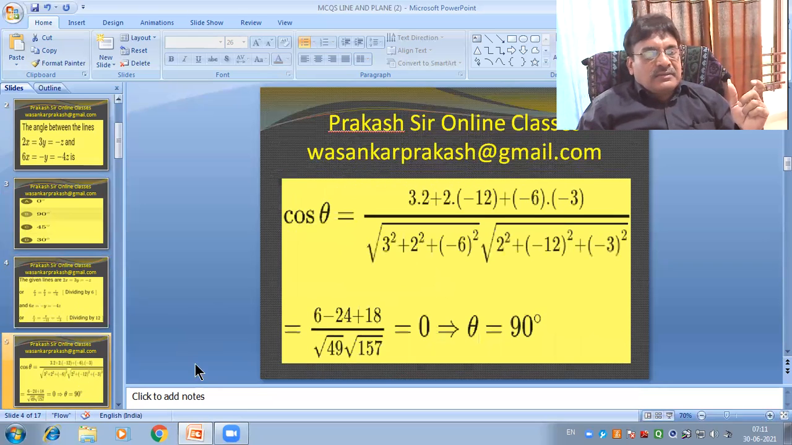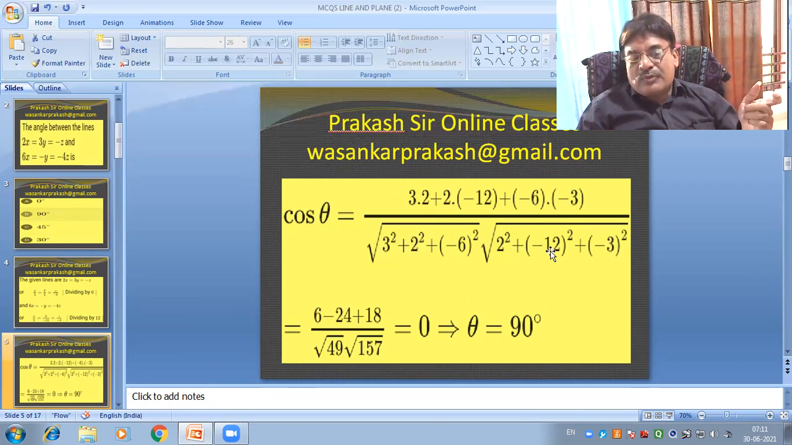So we write here minus 6 into minus 3 upon under root A1 square plus B1 square plus C1 square, that is 3 square plus 2 square minus 6 square, into under root A2 square plus B2 square plus C2 square, that is 2 square plus minus 12 square plus minus 3 square. Here, 3 into 2 is 6, 2 into minus 12 is minus 24, minus 6 into 3, negative negative positive, 6 into 3 is 18, upon under root 3 square, that is 9, 2 square, that is 4, 6 square, 36. So here we get root 49.